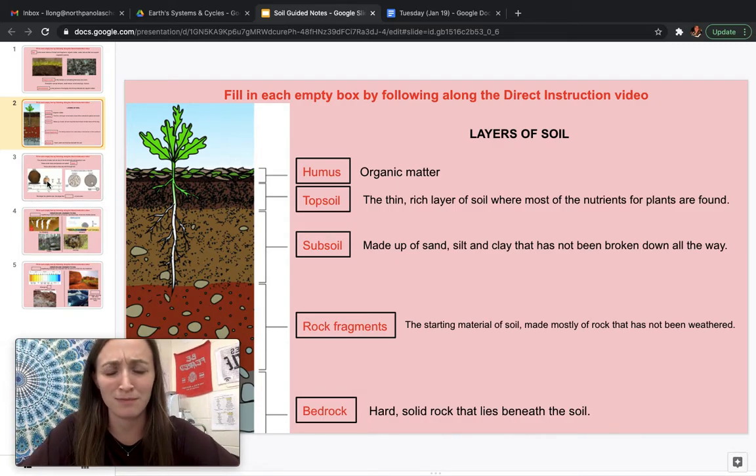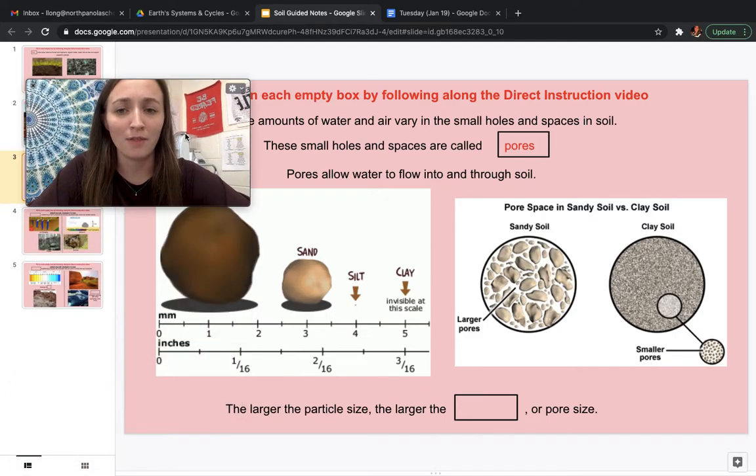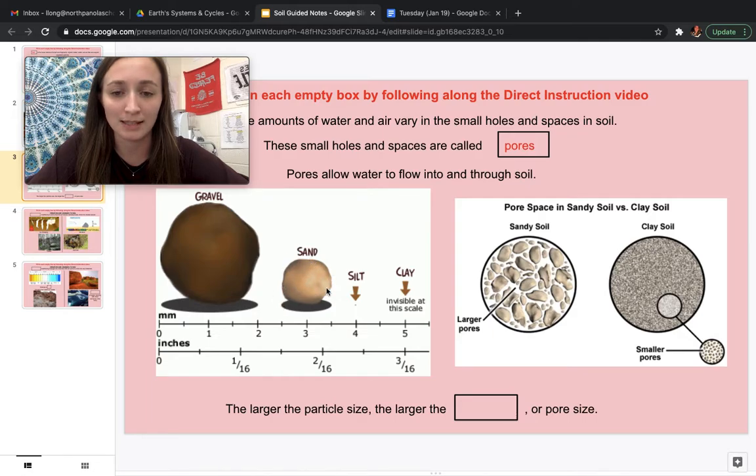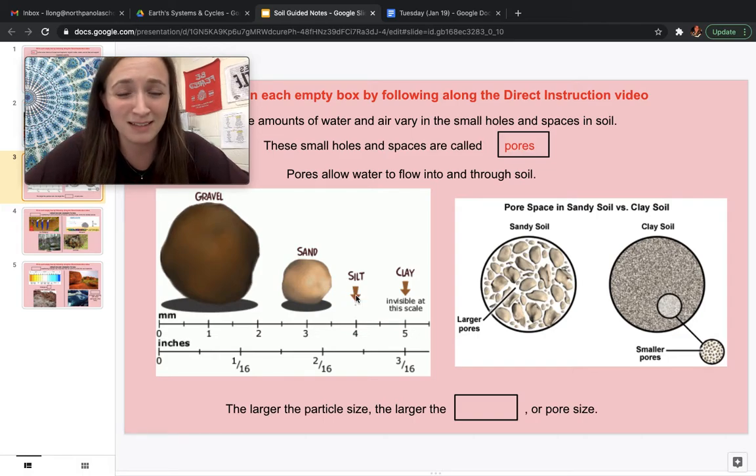It makes sense, right? Now, this part's pretty important too. Like I said, the gravel's the biggest. Sand is going to be the next biggest. This is obviously not actual size. Sand is not that big. You know how big sand is. Below sand, the next smallest is going to be silt. I think that's really what we think about when we think of dirt. That's what silt is. And the teeny tiniest, smallest particle ever is clay.